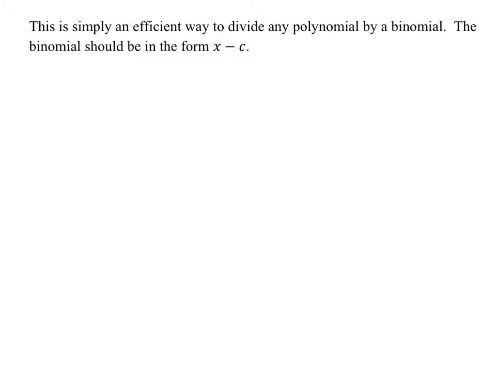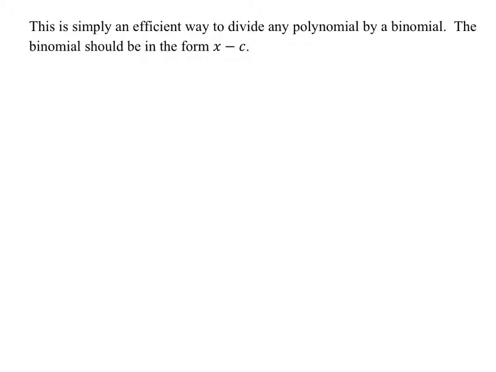The binomial should be in the form x minus c in order for this to work properly. Remember when we had something like x minus h when we looked at vertex form, and y minus k? So if I give you a binomial, and I was asking you to divide by x plus 2, how should you write it? Instead of x plus 2, if I want it to be in this form, how should you write it properly? X minus negative 2.